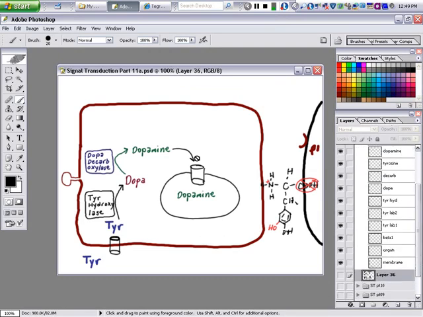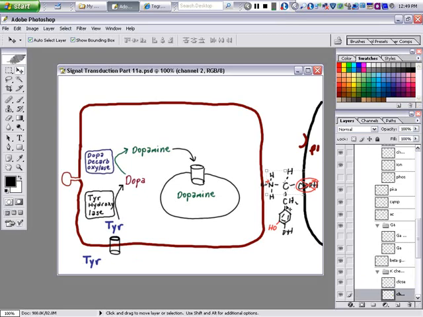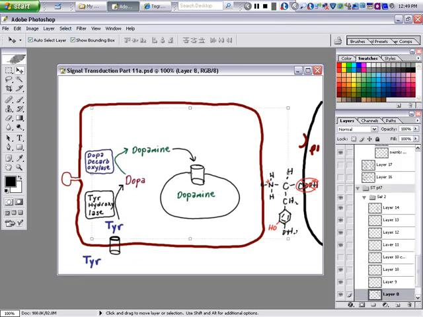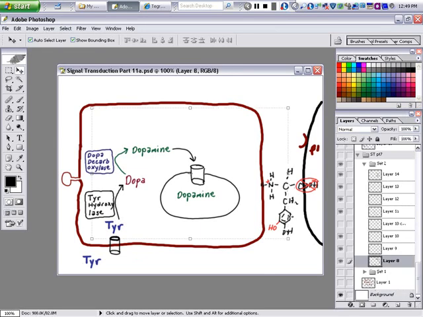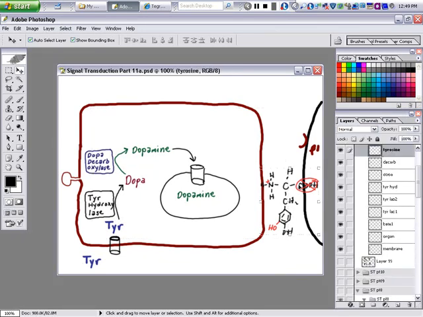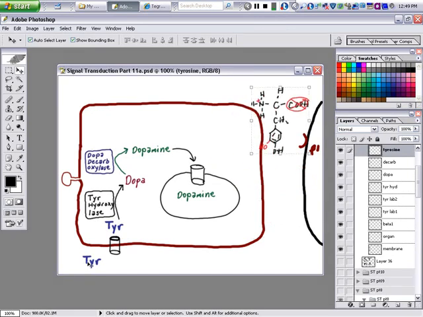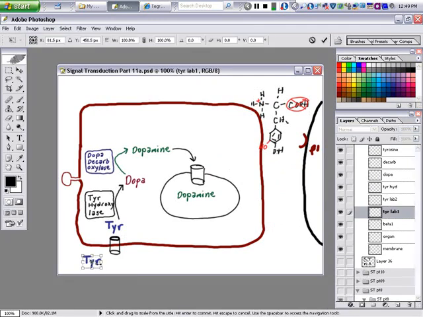We're starting with a presynaptic nerve ending, and we're trying to figure out how norepinephrine is made. We start with tyrosine. Tyrosine comes into the cell. We bring our tyrosine inside.